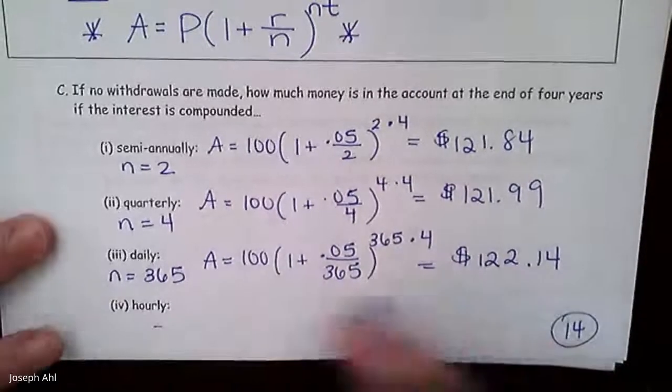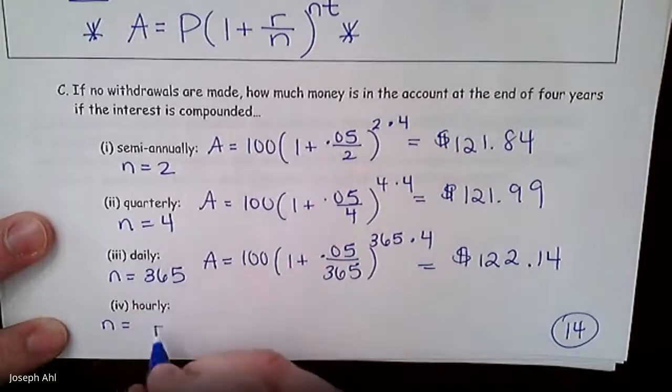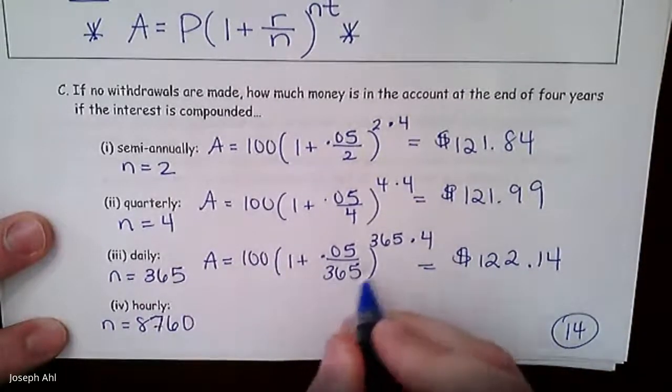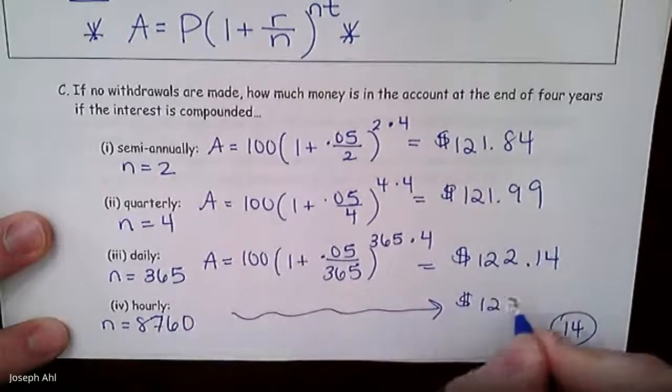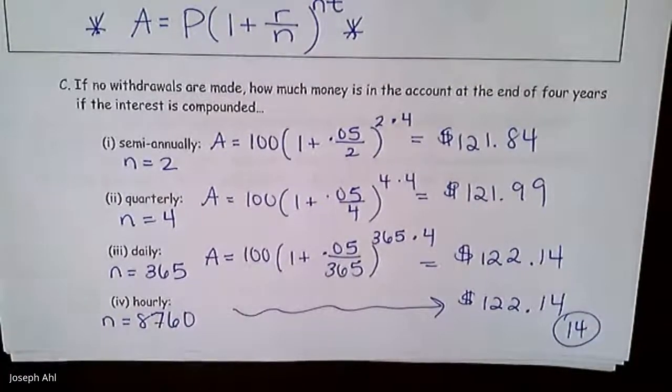In fact, I'm not going to do the whole calculation for hourly, but how many hours are in a year? Take the number of days times 24. It's 8,760 hours. If you replace the n value with 8,760, there is no change in the hundredths place of a decimal. So you're still getting really that same amount of money, even if interest was compounded hourly.